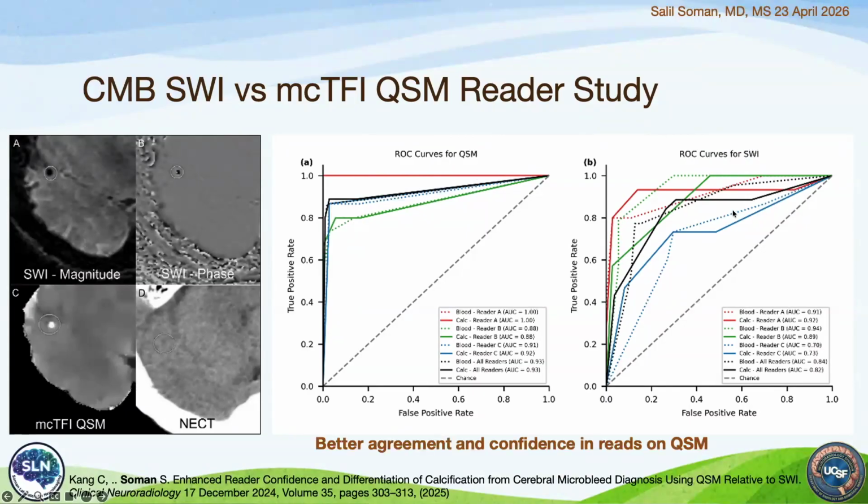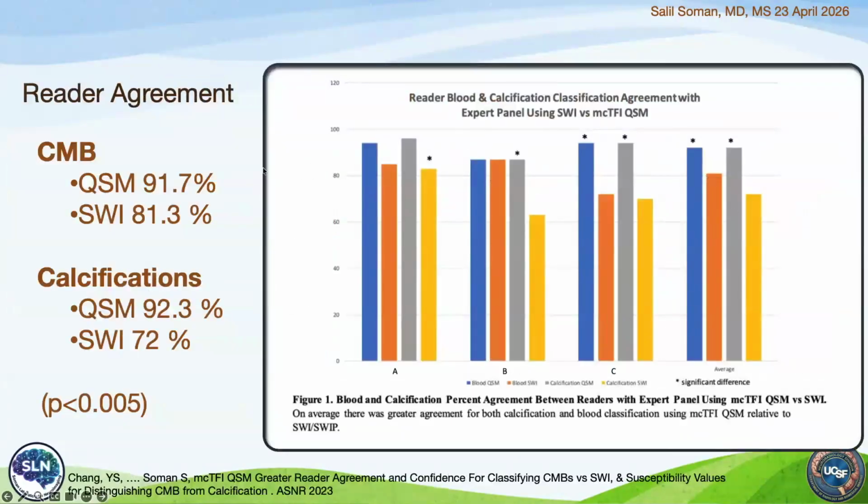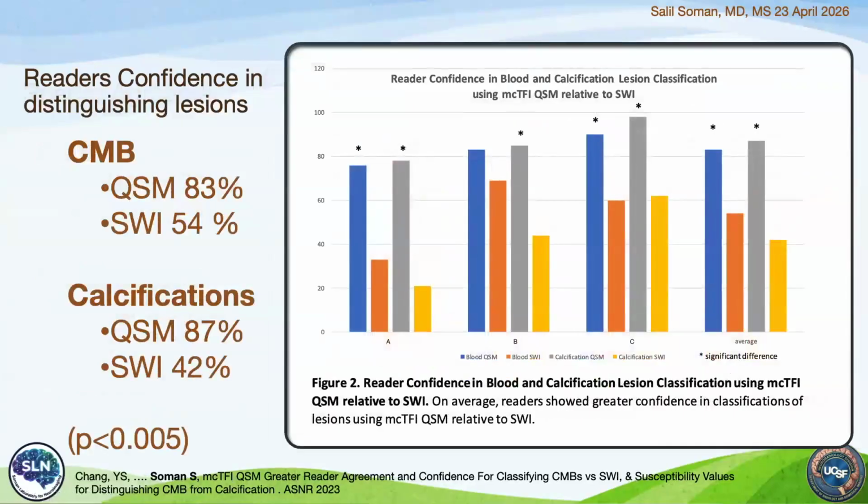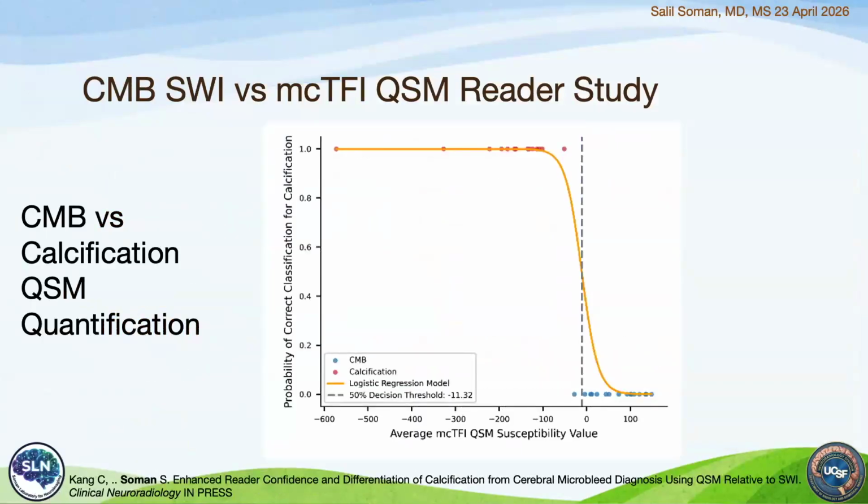And what that turned into actual stats was that, for reader agreement, they agreed much more on things being a microbleed using QSM versus SWI, or if it was a calcification or not. And then similarly, their confidence, right? Because for all of these things, sometimes we have to make a judgment call. And again, the readers were significantly more confident when using the QSM versus the SWI for trying to decide how to call stuff. And then that too, because it's quantitative, we actually had the quantitative values for what the areas we called microbleeds were.